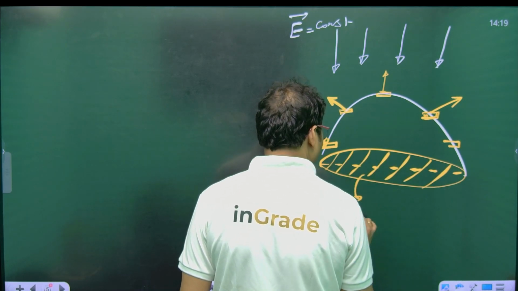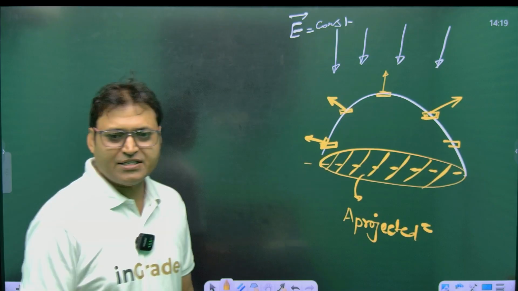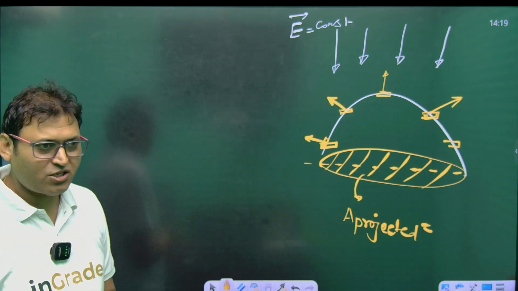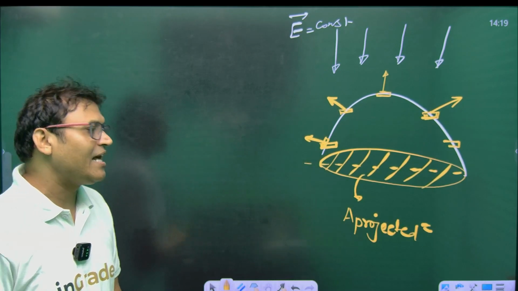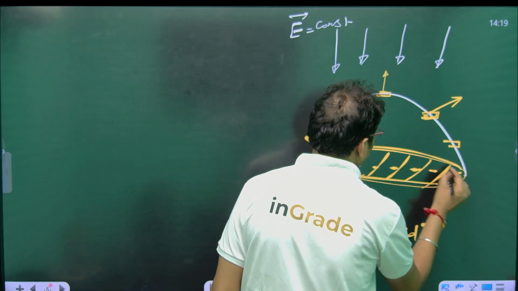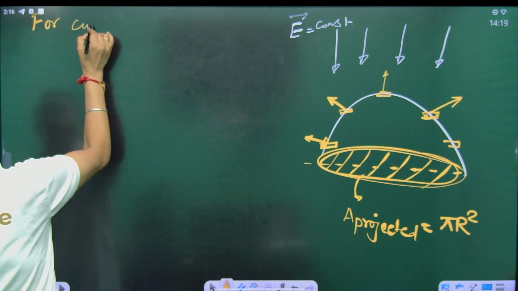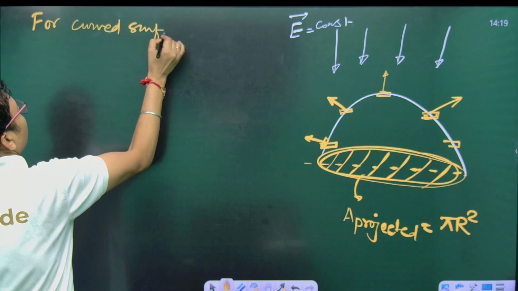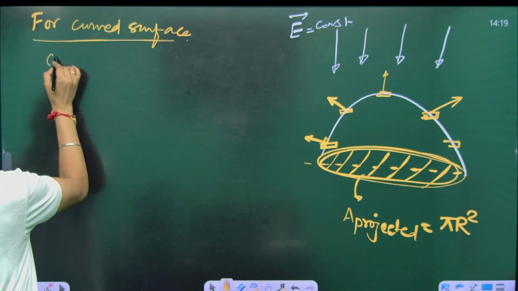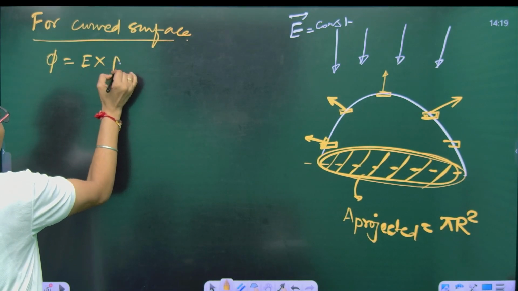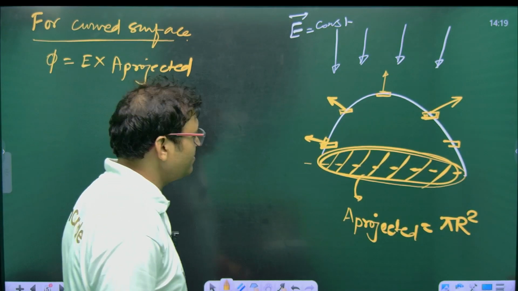So here the area will be the projected area. Why is it the projected area? Because the area is not in the direction of the electric field, so we need to take the component of area in the direction of the electric field. It will be the area of the circle, pi r square. So for a curved surface, phi will be equal to E into the projected area of the curved surface.